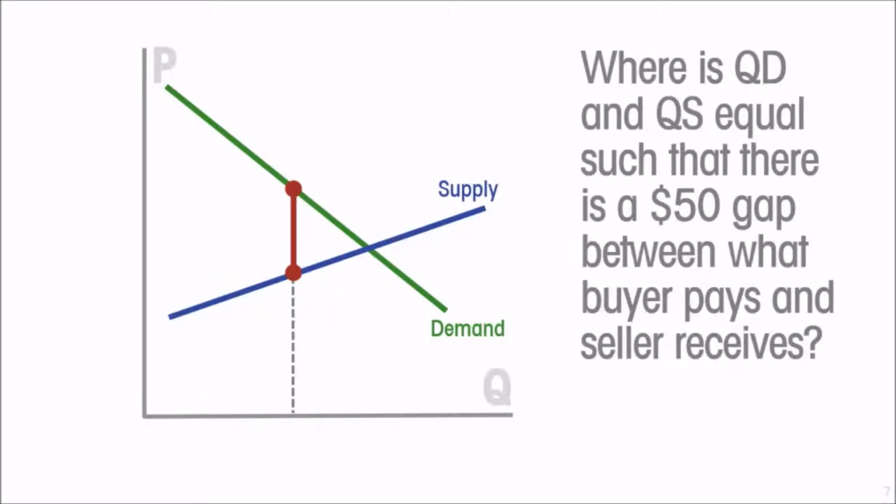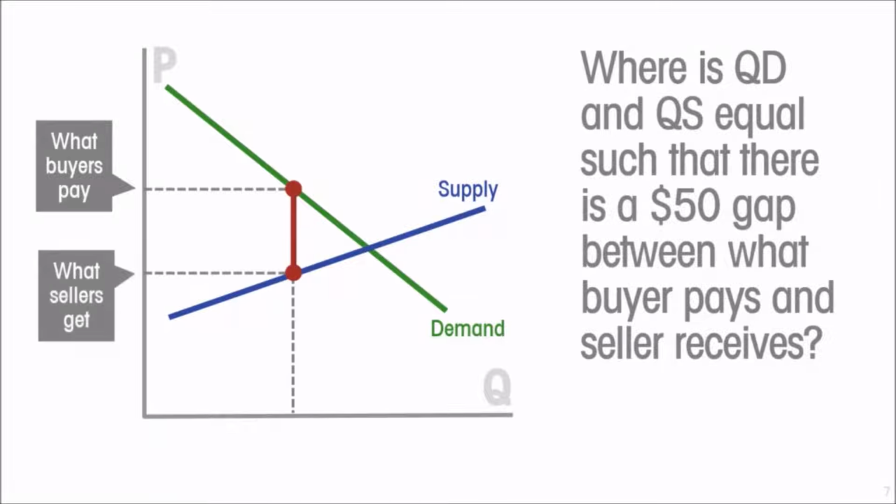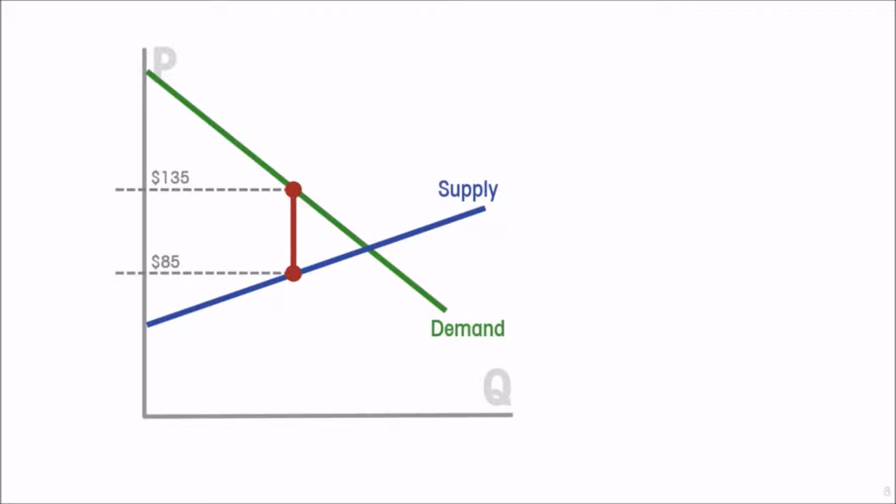And there is the quantity we seek. That is the quantity for which what buyers are willing to pay is exactly $50 greater than what sellers are prepared to receive. That's what the buyer pays. That's what the seller receives. In this example, the buyers pay $135 and the sellers receive $85 per bottle. Then this market will clear. Quantity demanded will be equal to quantity supplied.